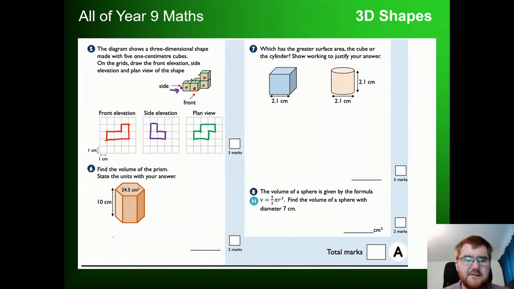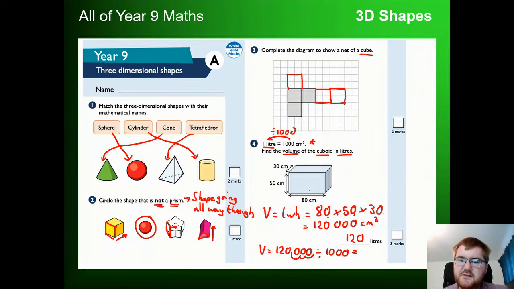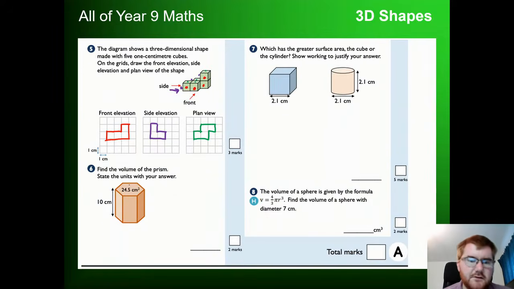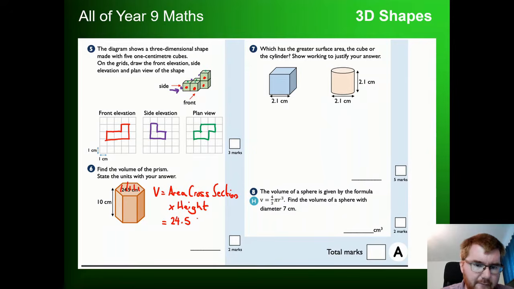Now the volume of a prism is very similar to what we did with the volume of the cuboid. Notice we did essentially the area of the front face times the depth of the shape. And we can do the same here. So the volume is going to be the area of the cross section, so the front of it, and then we just times by the height or the depth of the shape. If we transfer this for this particular prism, it's a really nicely designed question. We do 24.5 multiplied by 10. If we do that, then we're just going to get 245.